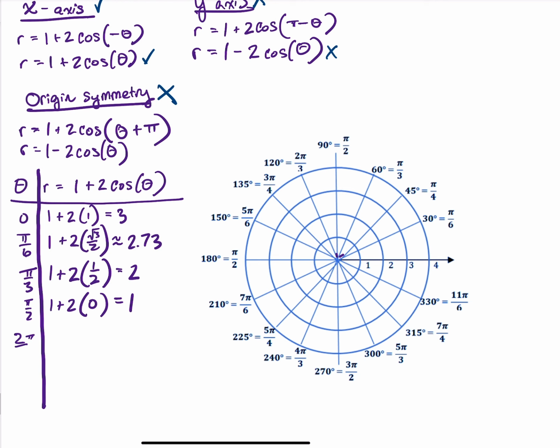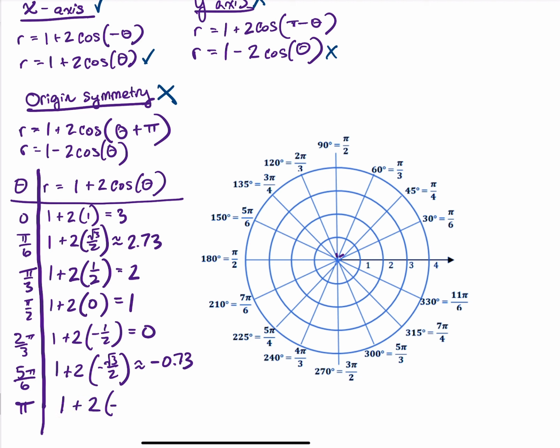2 pi over 3, we get 1 plus 2 times negative 1 half, which will give us 0. 5 pi over 6, we get 1 plus 2 times the cosine of 5 pi over 6, which is negative root 3 over 2. So approximately negative 0.73. So notice we're seeing a negative r value. And then pi, 1 plus 2 times negative 1. So 1 minus 2, we get a negative 1. So let's see how these negative r values will affect our output here.